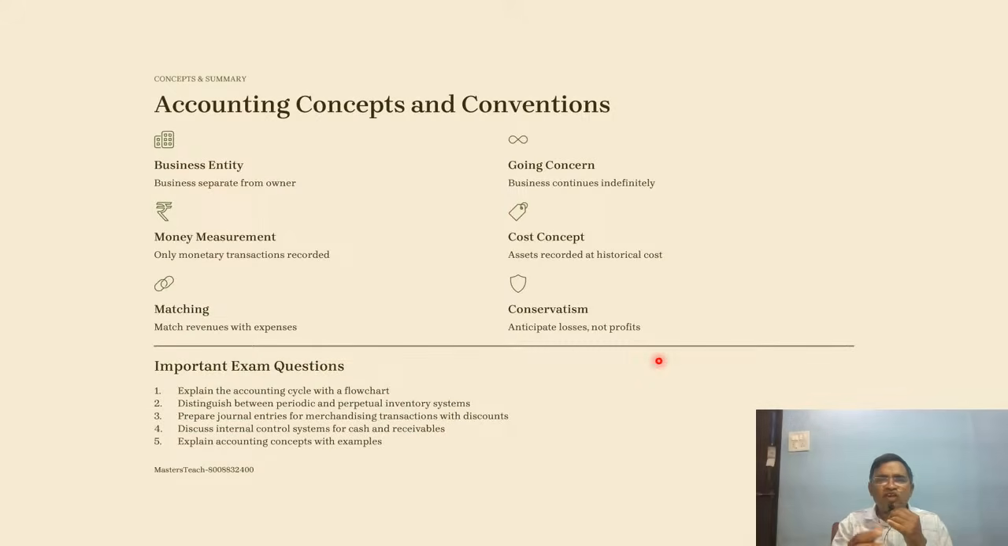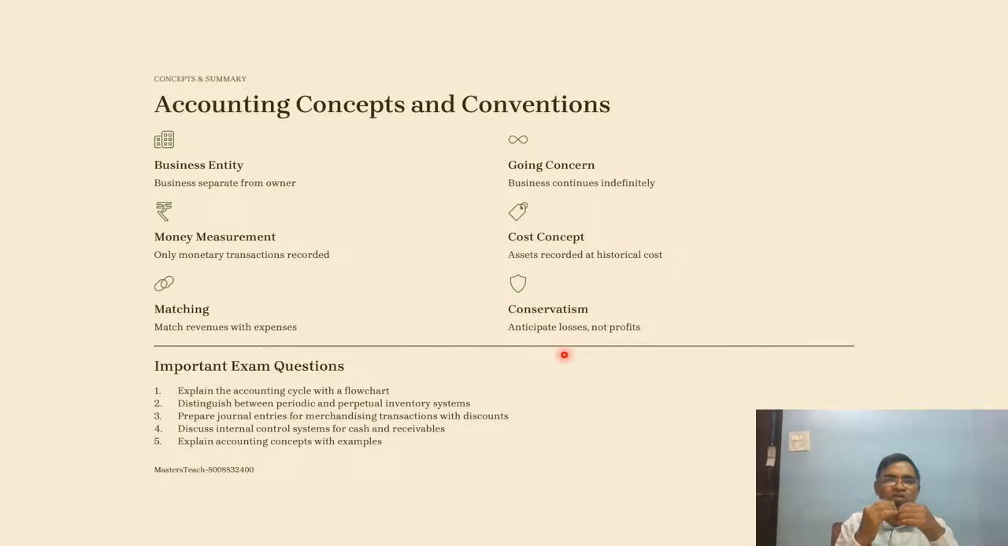Then accounting concepts and conventions. One is business entity: the business is separate from the owner. Then going concern: the business continues indefinitely. Then money measurement: only monetary transactions are recorded. Cost concept: assets are recorded at historical cost, matching revenues with expenses. Conservatism: anticipate losses, not profits.